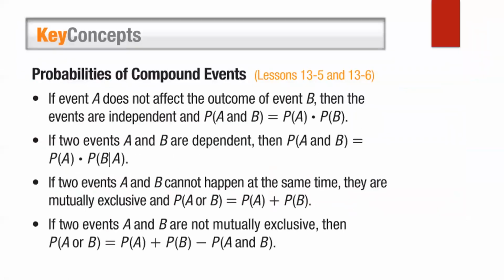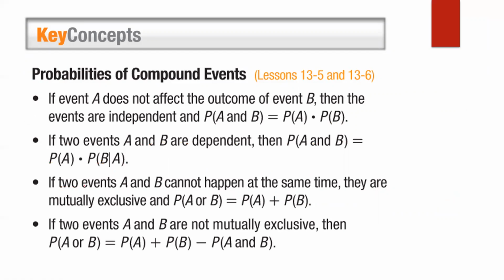All right, so probabilities of compound events. If event A does not affect the outcome of event B, then the events are independent, and the probability of A and B would be the probability of A times the probability of B. If two events A and B are dependent, then the probability of A and B would be the probability of A times the probability of B given A.